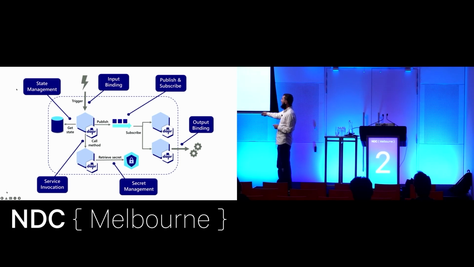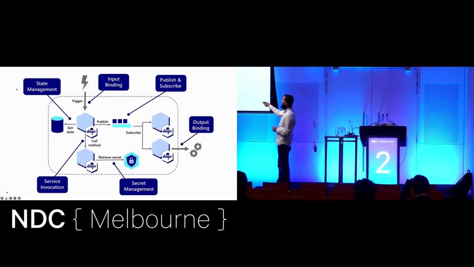We also have secret management. Secret management is very similar to state management. That's the same idea. You can keep your secret in your secret store on your machine, or you can also use the abstraction that is built in Dapr to connect to things like HashiCorp Vault or the Azure Key Vault.